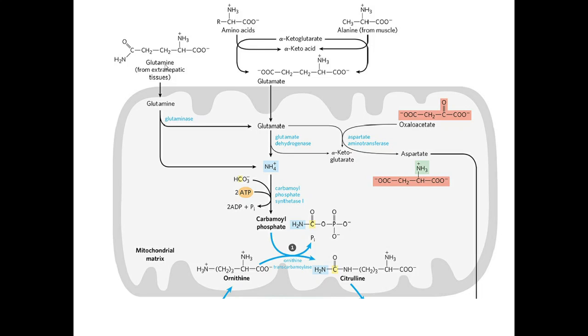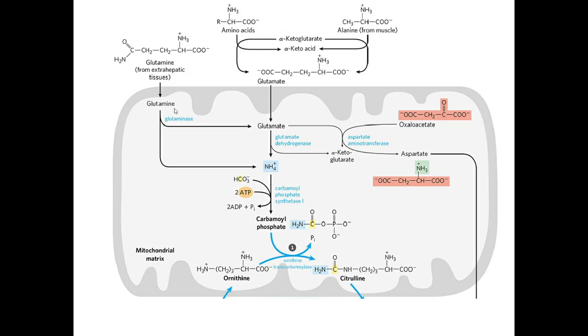So we have seen glutamine, how glutamine forms from the other amino acids, with the glutamine synthesis reaction. Now this glutamine comes from all locations in the body, from extrahepatic tissue. It travels to the liver, and now glutamine is entering the mitochondria of the liver cells.